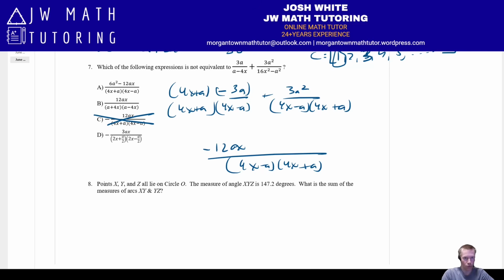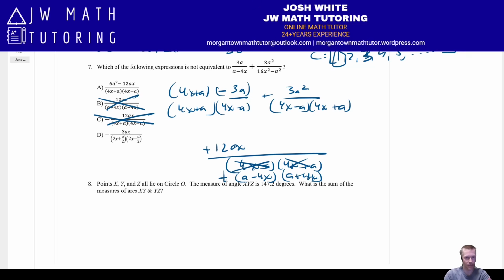In B, what you do is you basically pull a negative sign out of this parenthesis and you make it a minus 4x. So you pull that negative sign out. And then that negative sign cancels with the negative sign on top, and now it's positive 12ax on top, and in this you can just use the commutative property, switch the two terms. It's 12ax over a plus 4x, a minus 4x. So that's how you can get B, which is equivalent to the original.